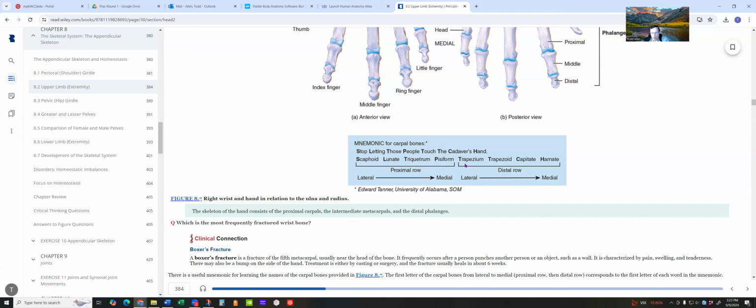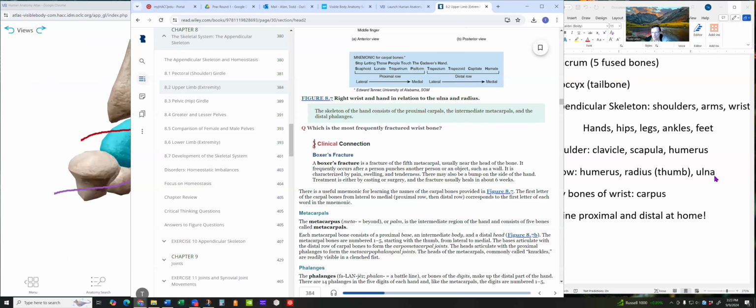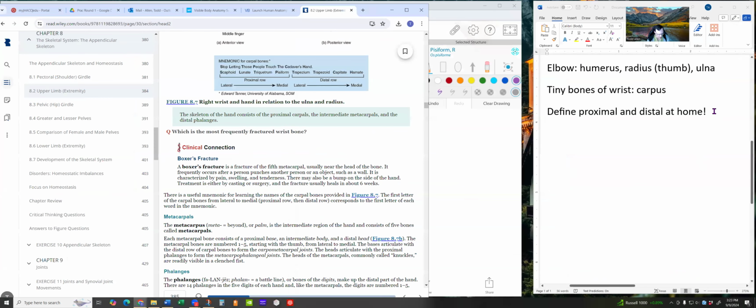Then we have the distal row of bones. Trapezium, T for touch. Trapezoid, T for the. Capitate, C for cadavers. Hamate, hand. Okay, so let me shrink this up a little bit and let's write this down in our notes. But again, for the wrist bones you want to be looking at figure 8.7 in the textbook. Notice I said textbook, I didn't say lab manual. Figure 8.7 in the textbook.